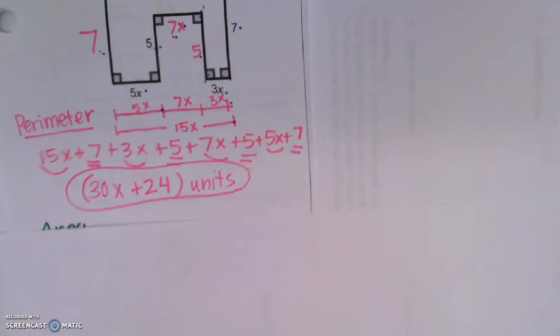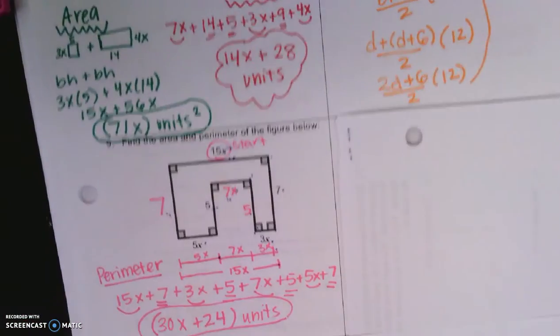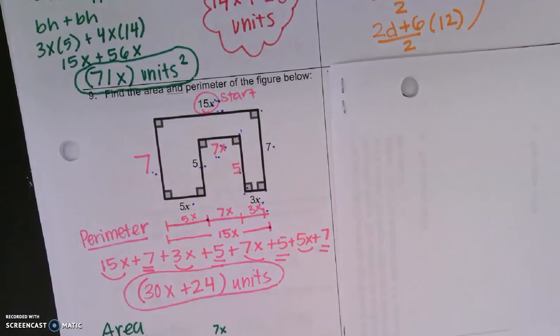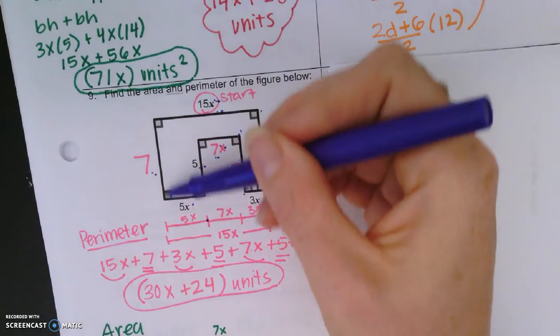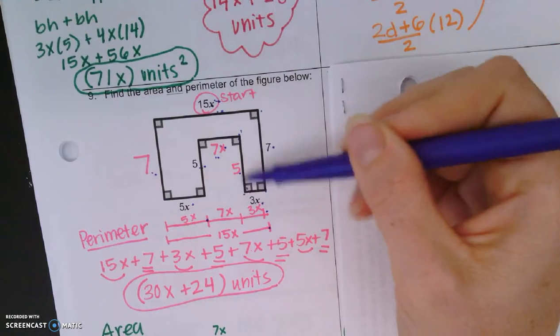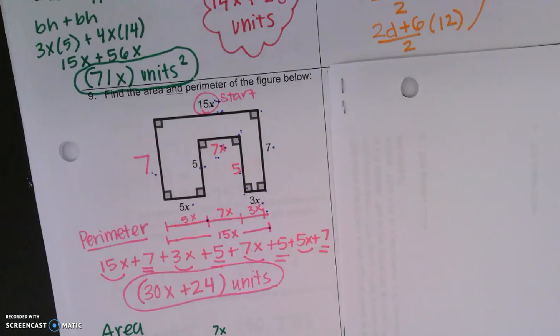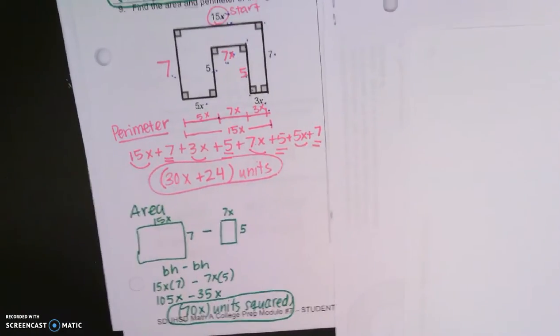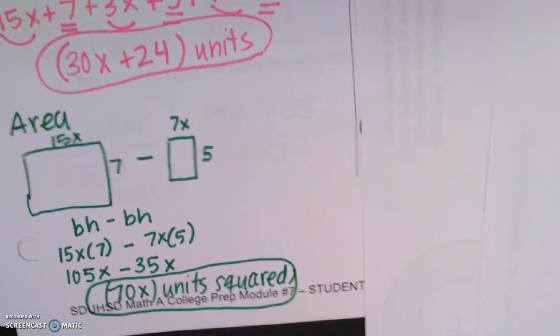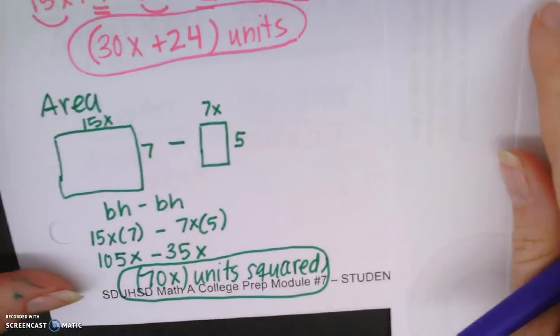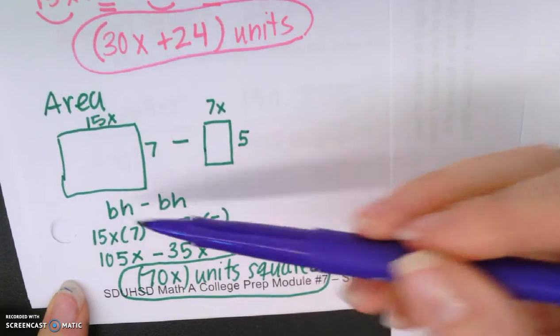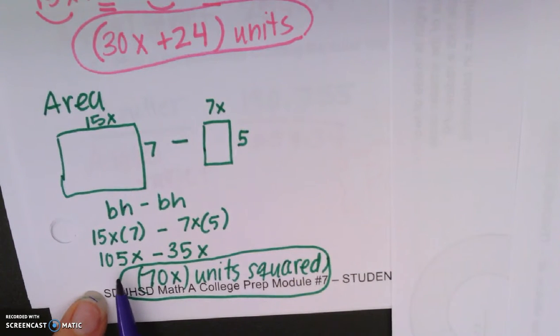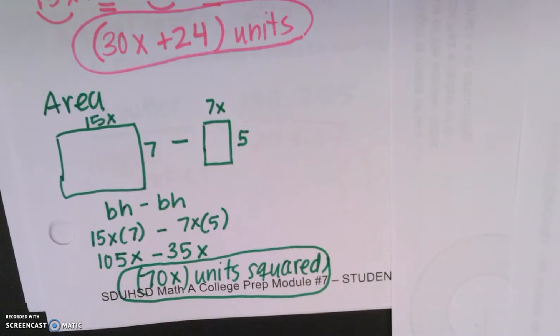When I was looking at the area of my irregular shape, I thought about finding the whole rectangle area and subtracting off this little 7x by 5 rectangle. And I'll show you what that looks like with the math. That looks like a 15x by 7 rectangle minus the 7x by 5. Area of a rectangle is base times height. So we end up with 105x minus 35x. So your final answer is 70x square units, or 70x units squared, because we're looking at an area.